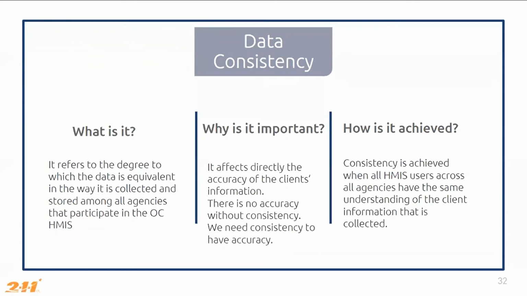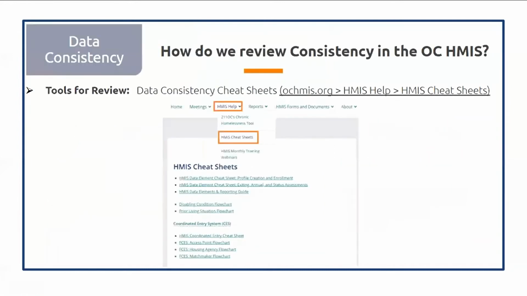And this is because if we have a different interpretation of the data elements and their response options, we're not going to be able to assess if the data is valid or if the data is truthful. And how do we achieve consistency? Well, we achieve consistency if we have the same understanding of all the data that we collect. And most importantly, how can we review consistency in our system? We recommend that all HMIS users review the HMIS cheat sheets. These sheets provide a detailed explanation of the data elements that we collect, and they also have specific recommendations on how to collect the data.